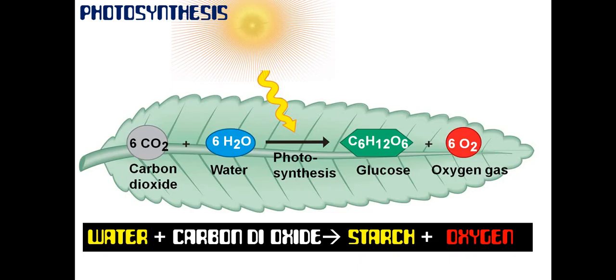Here is the equation of photosynthesis. In the presence of sunlight and chlorophyll, carbon dioxide and water mix together and give out starch and oxygen. Water plus carbon dioxide, with the help of sunlight and chlorophyll, is equal to starch plus oxygen.